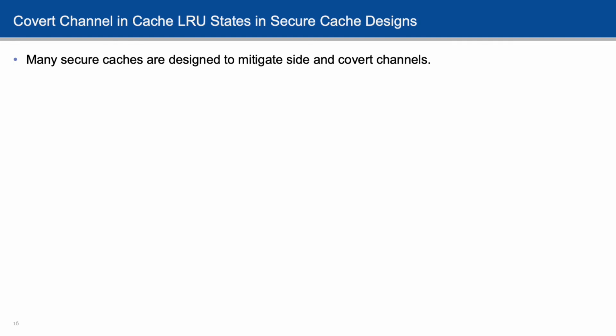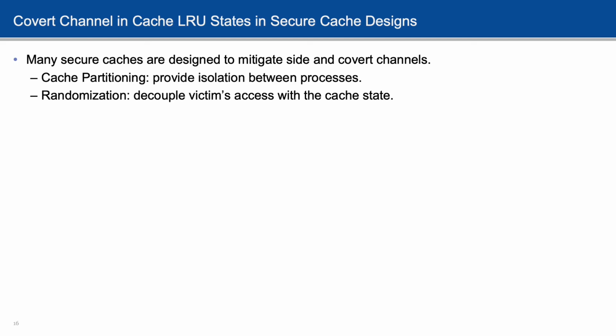There are a bunch of secure cache designs in prior work. There are two main solutions. First, cache partitioning, which provides stronger isolation between processes. Second, randomization, which randomizes the victim's access and the cache state to decouple the access pattern and the cache state, so that it cannot be observed by the receiver.